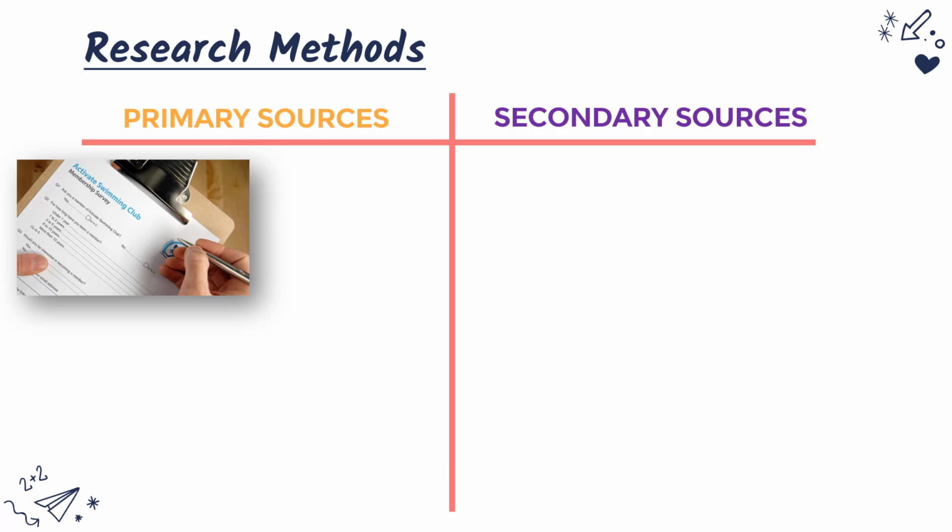So a survey or questionnaire is almost always an example of a primary source. You are writing the questions yourself, you are giving them to people, likely in your target audience, you're getting some responses and you can analyse those responses to see what they think.